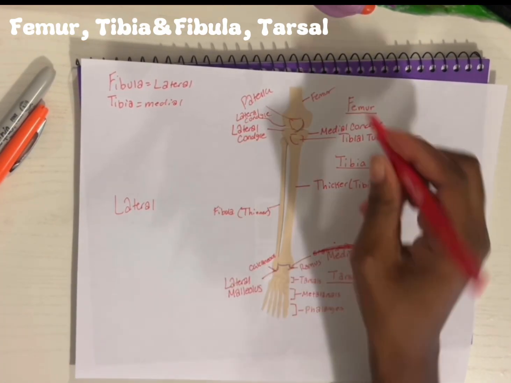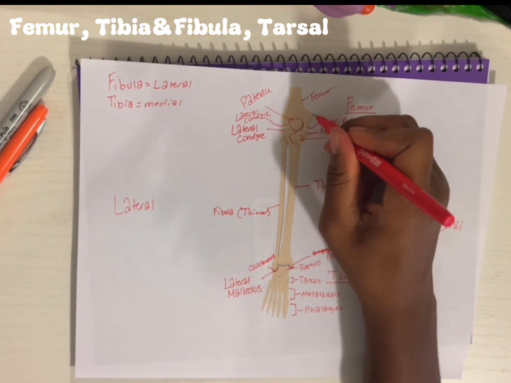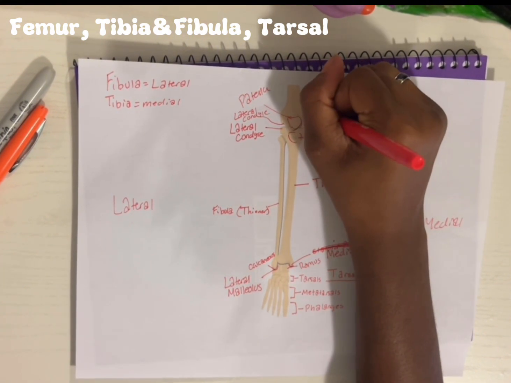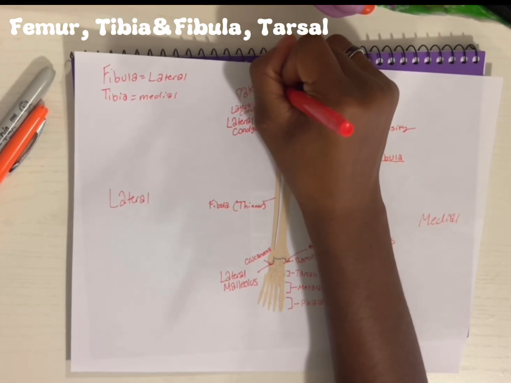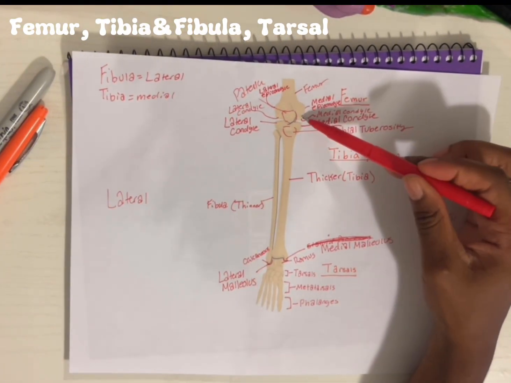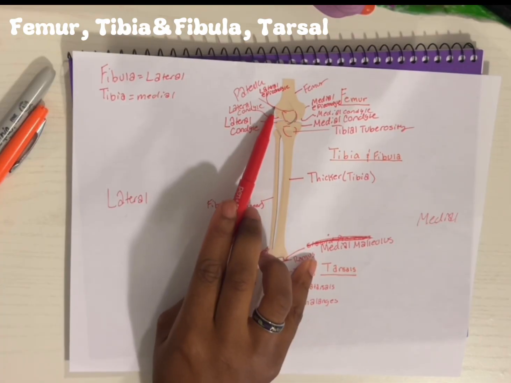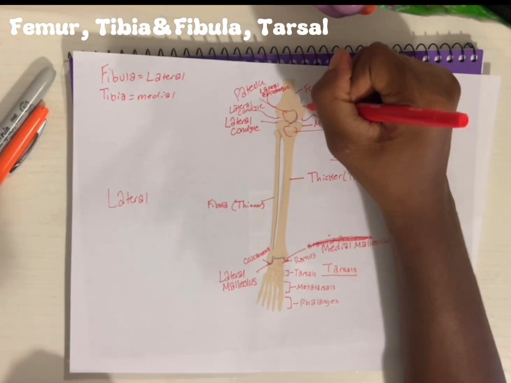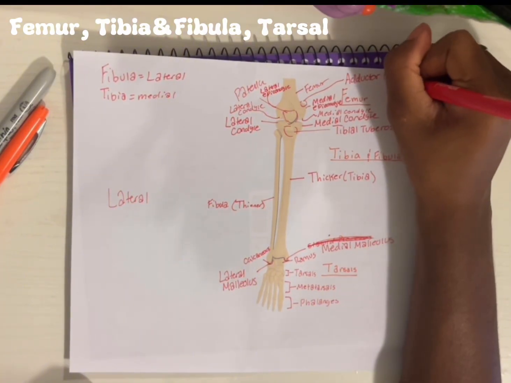We have down here the lateral condyle and medial condyle. Up here, medial epicondyle. This one is the lateral epicondyle. Medial condyle, medial epicondyle, lateral condyle, lateral epicondyle. You can see right here on this tip, this is your adductor tubercle.